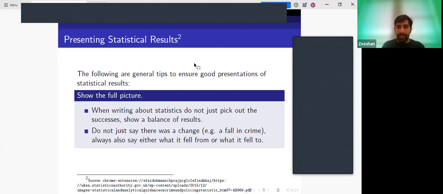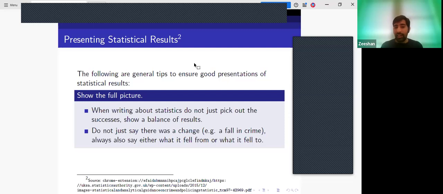The first thing is the following general tips to ensure good presentation of statistical results. The very first thing that you have to think about is the full picture, right? When you present your results, you should not pick and present only a specific portion of your results. Instead, you have to write about statistics as a whole, right?